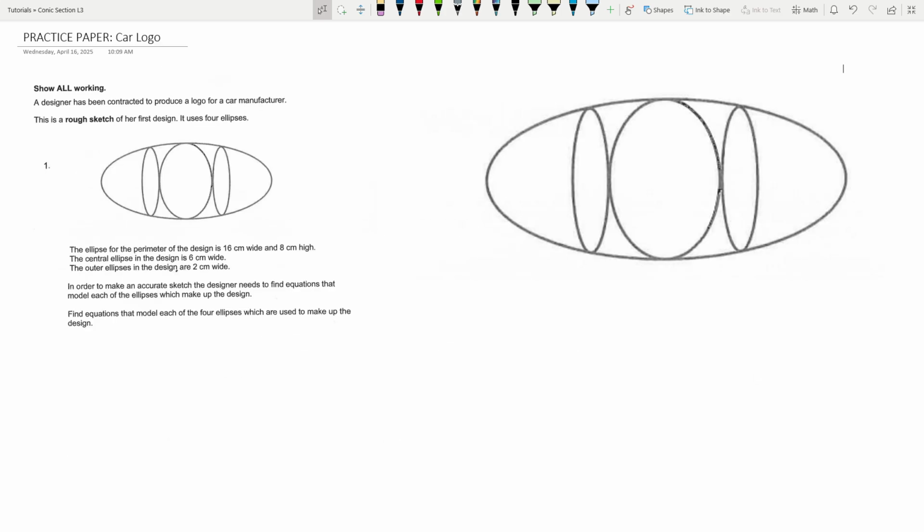Okay, so just pause the video and then just read through the question and then we can come right back. Alright, so it says that from here to here, it's 16 centimeters wide. Okay? And then it says that from top to here, it's 8 centimeters tall.